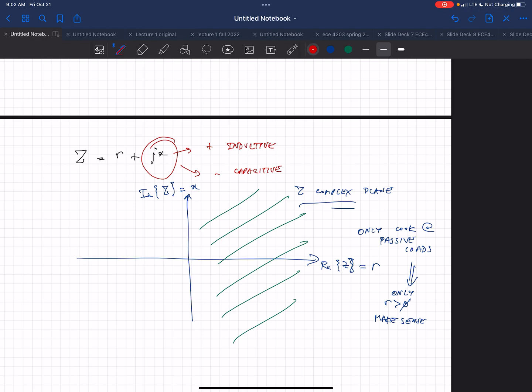Okay, and then also, this is capacitive. When you have a negative imaginary value, you have a capacitance. When you have a positive imaginary value, you have inductance.